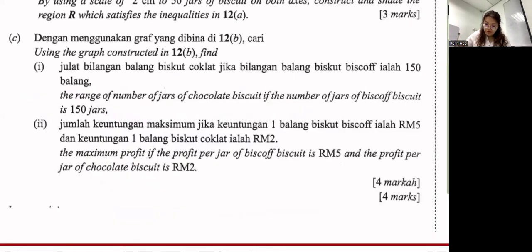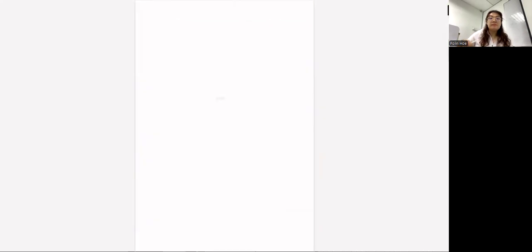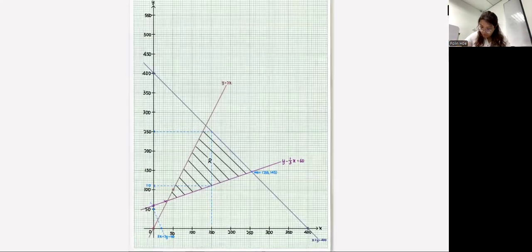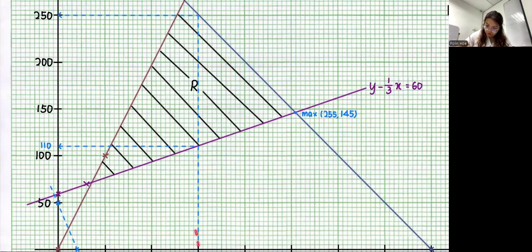By using the graph constructed, find the range of numbers of chocolate biscuits, which means they ask you what is the range of y, if the number of Biscoff jars is 150, when x is equal to 150. What happened? So from your graph, when x is equal to 150, you go up. Because the question asks for range, right? You need to know what's the minimum value and what is the maximum value. And you answer your question.